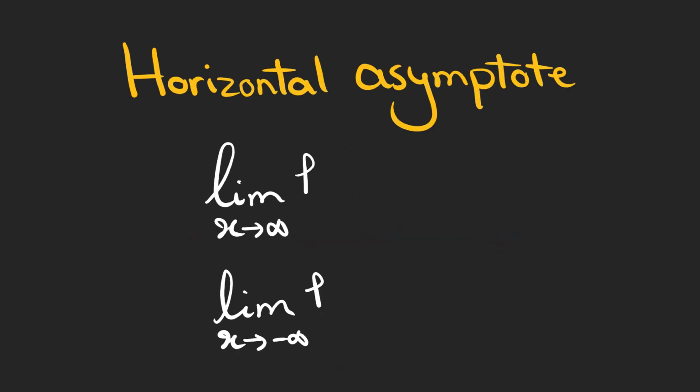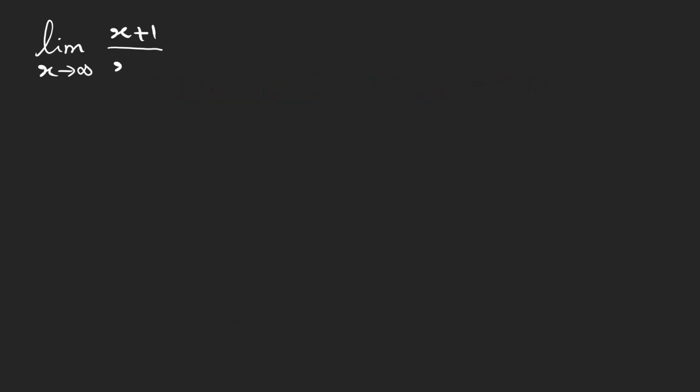A horizontal asymptote is a horizontal line with the equation y equals a such that when x goes to either plus or minus infinity, the function gets infinitesimally close to this line. Our next limit is a rational function. There is a degree 1 polynomial in the numerator and another degree 1 polynomial in the denominator.